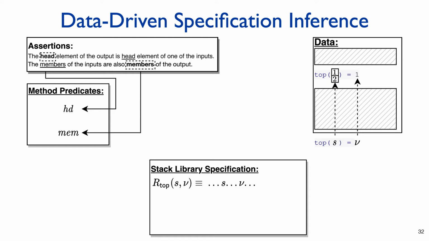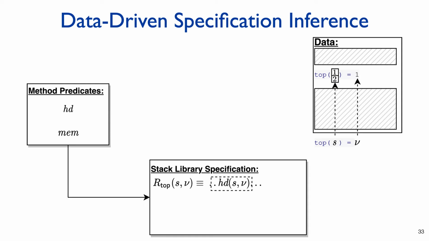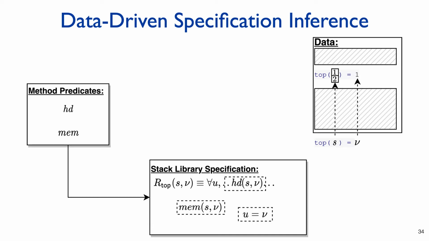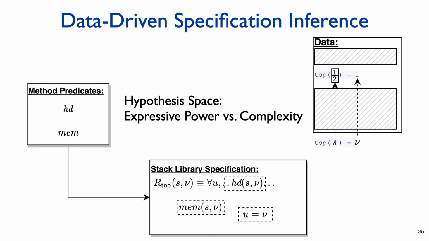So we summarize these properties as the method predicates, head and member, and build some terms in our specification. Like head S u means element u is a head element of S. And we can also add some quantifier variables here, like for all elements u. We have to mention we actually build a hypothesis base for searching. Here is a trade-off between expressive power and complexity. We can add arbitrarily many method predicates and quantifier variables, but it will make our searching go slow.